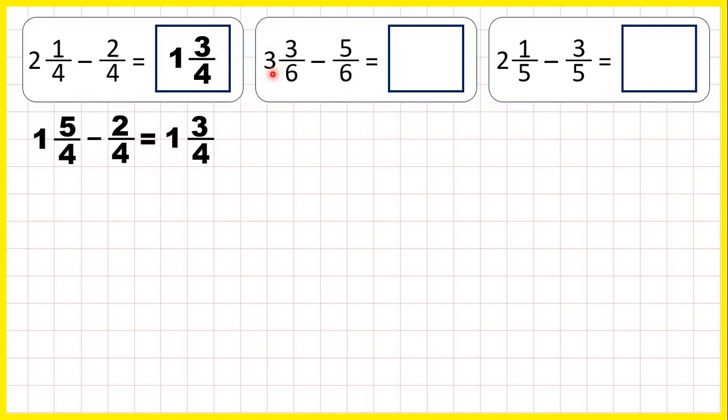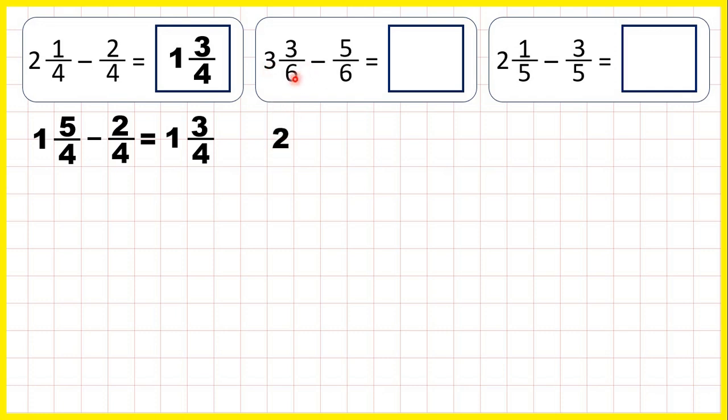Now we have 3 and 3/6, and we're subtracting 5/6. But if we only have 3/6, we can't take 5/6 away. So again, we need to exchange with our whole numbers. If we take 1 away from our whole number, 1 less than 3 is 2.